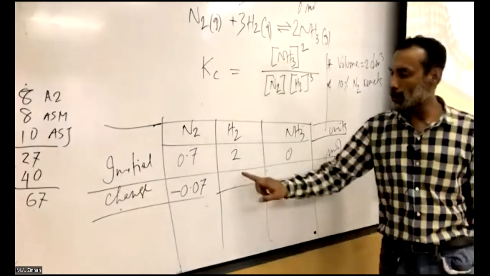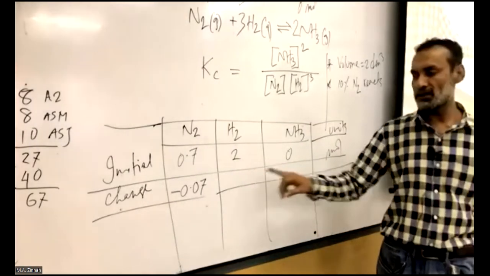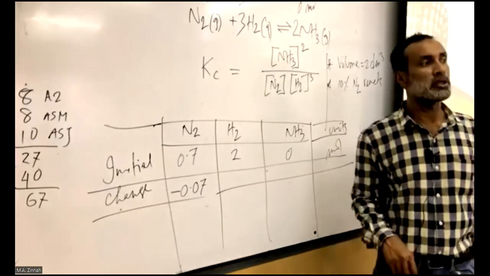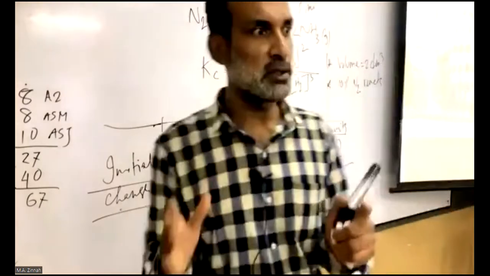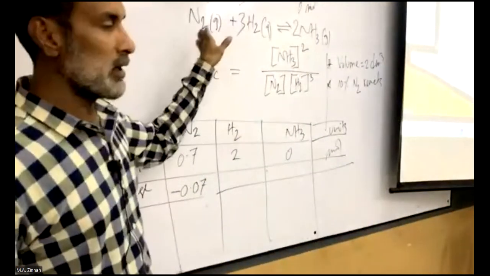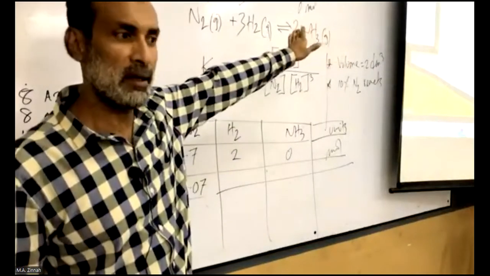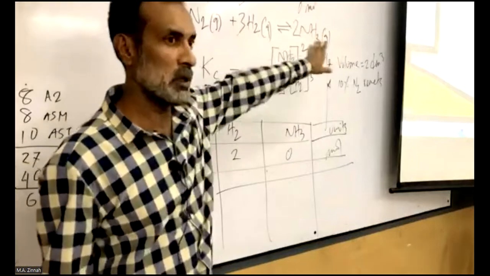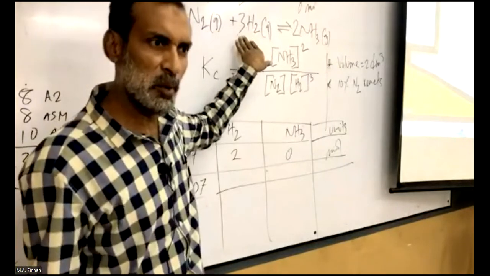And now what about these two other substances? These two other substances we can get from the stoichiometry. What is that? Understand? Stoichiometry means the mole ratio. You already know. The ratio is given here, 1:3:2. This is how they react. If this reacts 1 mole, this will be 3 mole, and this will be 2 mole.